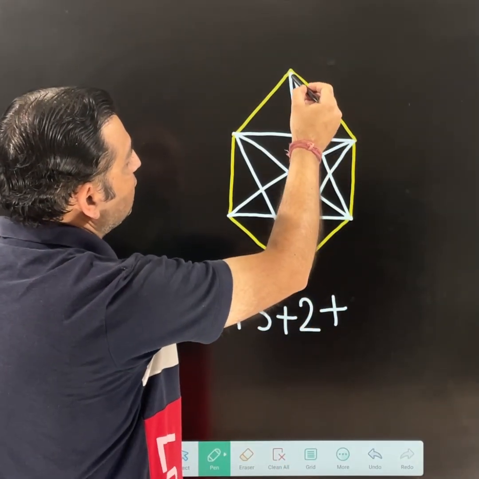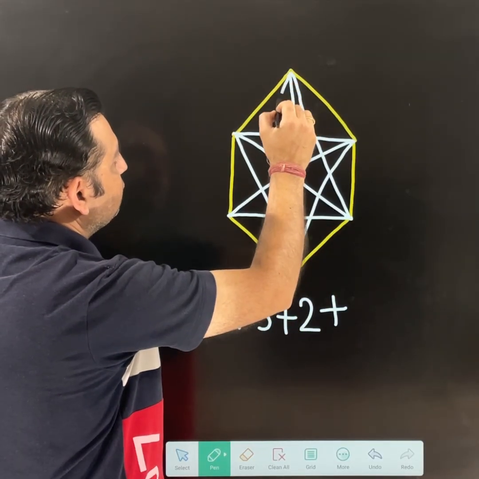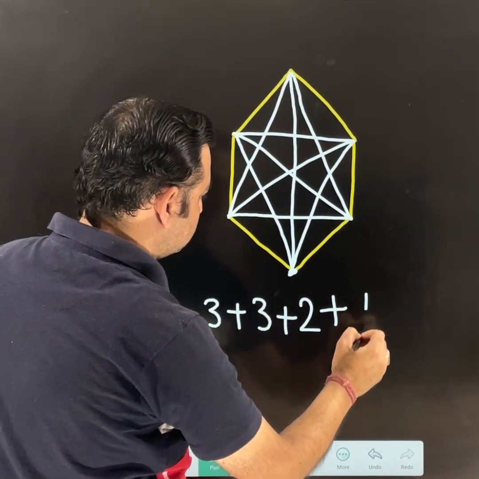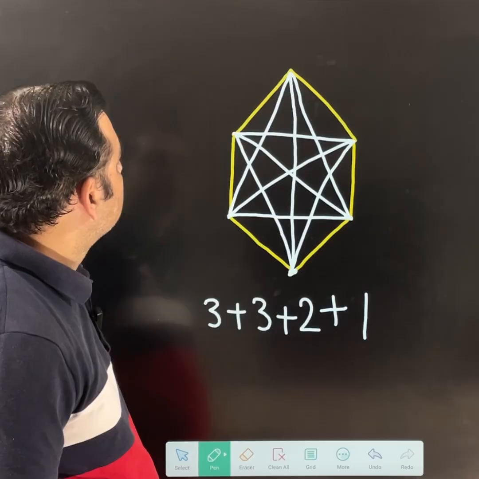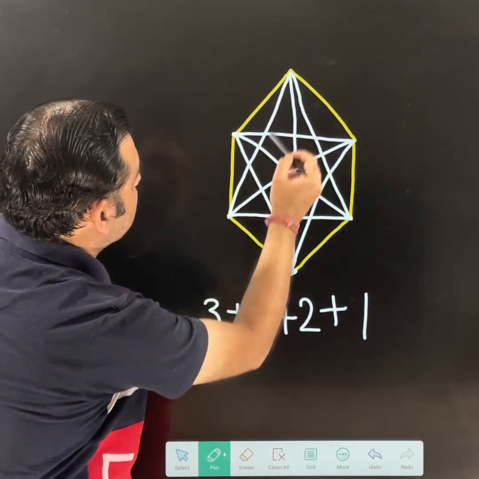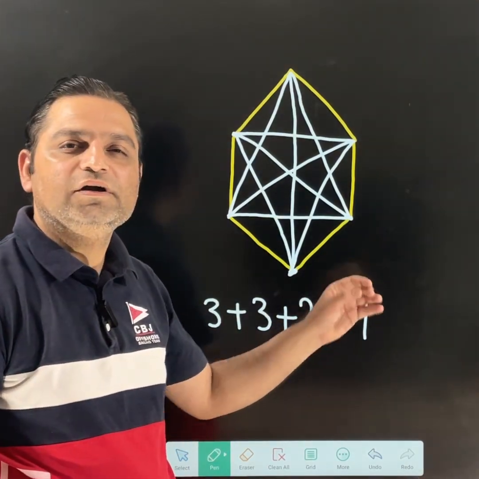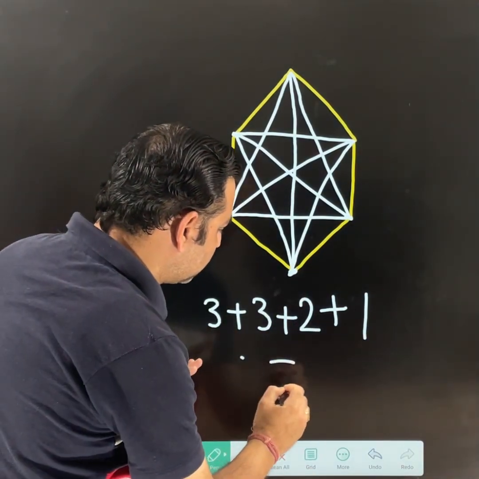Moving to the next point, starting from here. This one is already connected. This one is already connected. So this one was left. So one more I have added. If I check from here, 1, 2, 3 are already drawn. So 3 plus 3 is 6, 6 plus 2 is 8, 8 plus 1 is 9. Total I am getting as of now is 9.